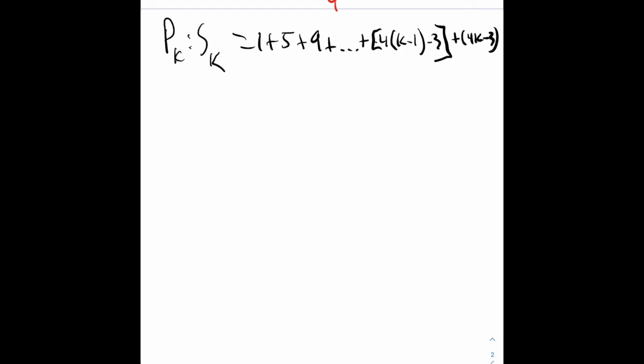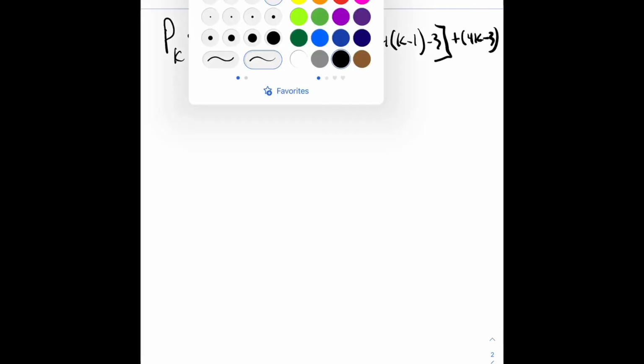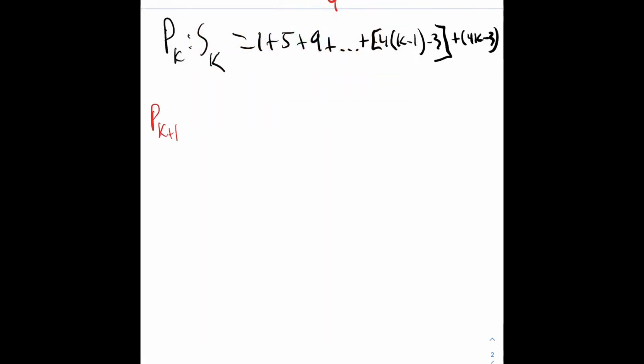Let's say that we have something like this: 1 plus 5 plus 9 plus, and it's going to go all the way to 4K minus 3. And again, how do I go about solving this? I'm going to need to plug in K plus 1. So every time that I saw a K, instead of writing a K, I'm going to write K plus 1. So it starts off the same.